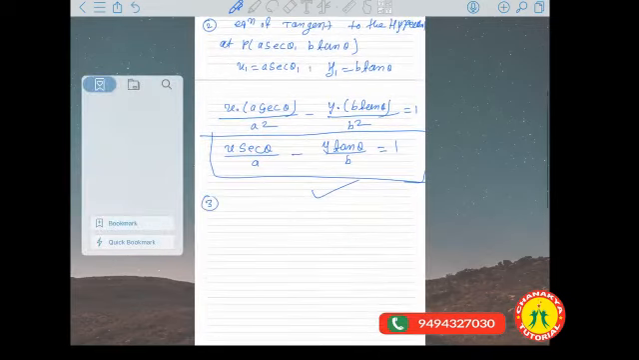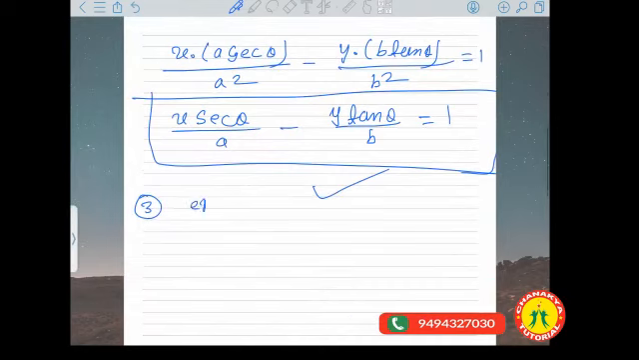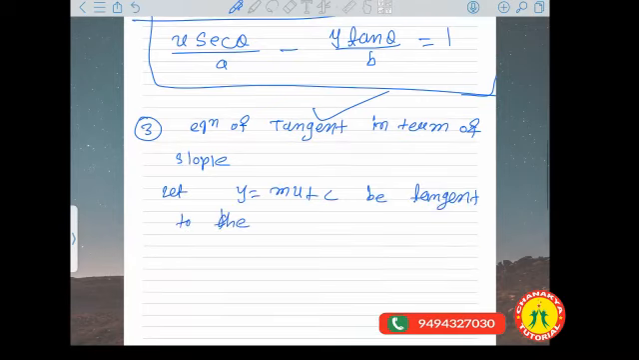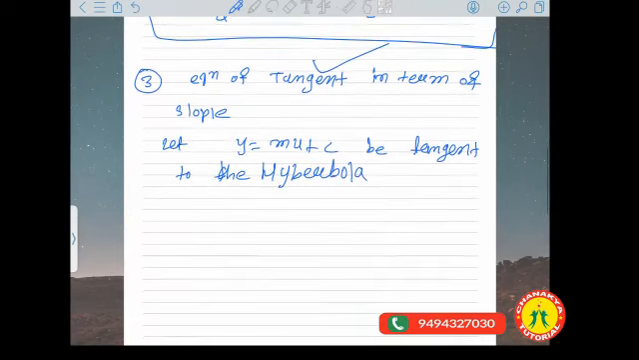Now third point is third इक्वेशन ऑफ टेंजेंट. हम लोग डिफरेंट फॉर्म में क्यों पढ़ते हैं? डिफरेंट फॉर्म में इसलिए पढ़ते हैं ताकि हमें अकॉर्डिंग टू क्वेश्चन वी कैन अप्लाई ऑल द टेंजेंट फार्मूला. सो नाउ इक्वेशन ऑफ टेंजेंट इन टर्म्स ऑफ slope. In terms of slope, it means let y equal to mx plus c be a tangent line, tangent to the hyperbola. So now mx minus y plus c equal to 0. Let first equation.